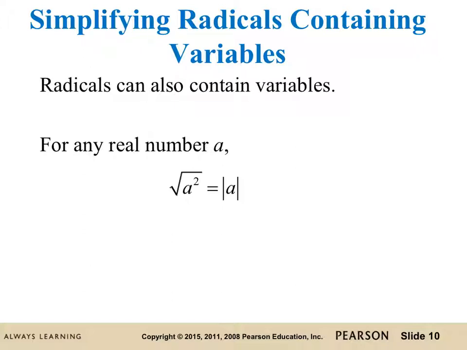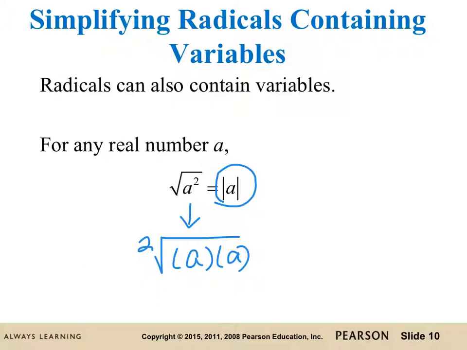Now we're going to talk about the fact that radicals can also contain variables. For any real number a, the square root of a squared is, by definition, the square root of a times a. We're going to say that the square root is the absolute value of a, because we have no way of telling from looking at that root whether the value of a was positive or negative. So we're going to simply say it's the absolute value.